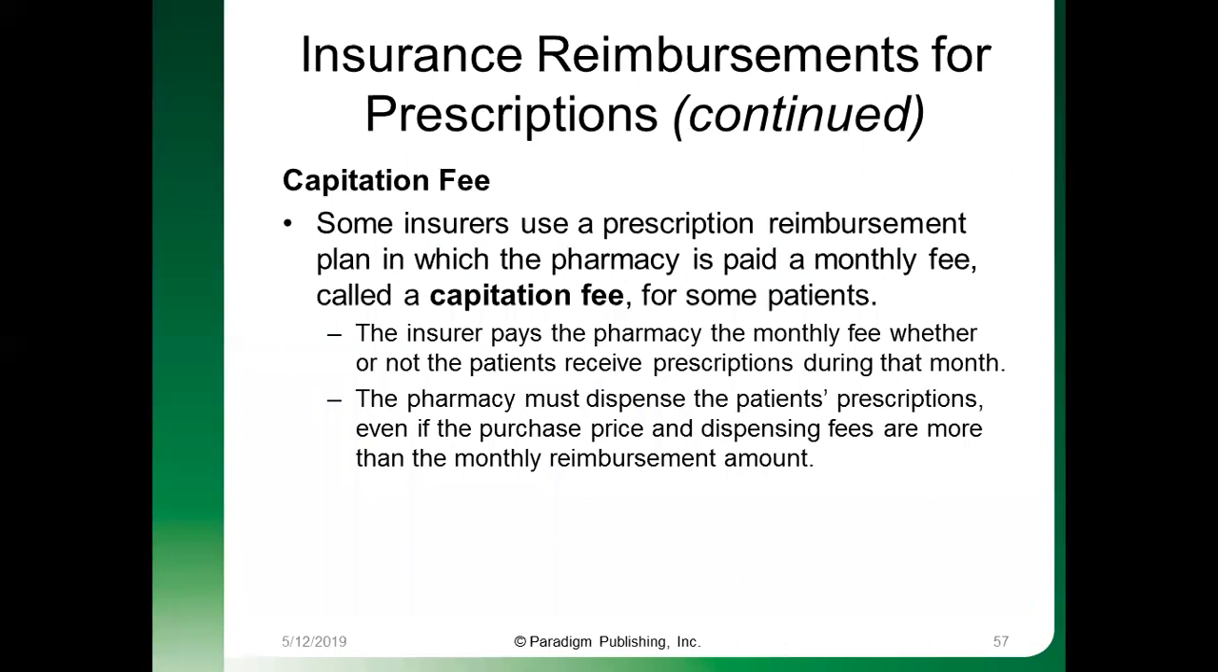Capitation fee. Some insurance use a prescription reimbursement plan in which the pharmacy is paid a monthly fee, called a capitation fee, for some patients. This insurance pays the pharmacy the monthly fee whether or not the patient receives a prescription during that month. The pharmacy must dispense the patient's prescription even if the pharmacy prices and the dispensing fee are more than the monthly reimbursement amount.